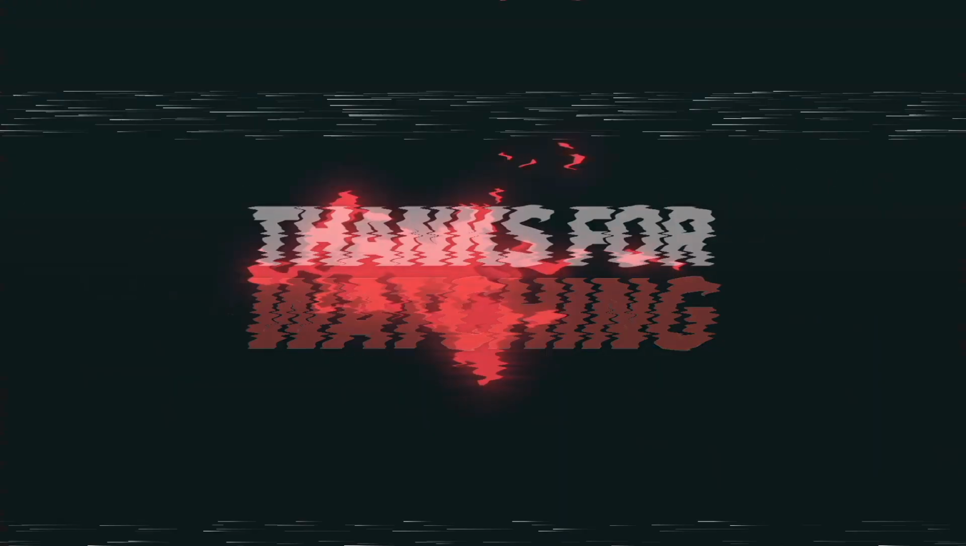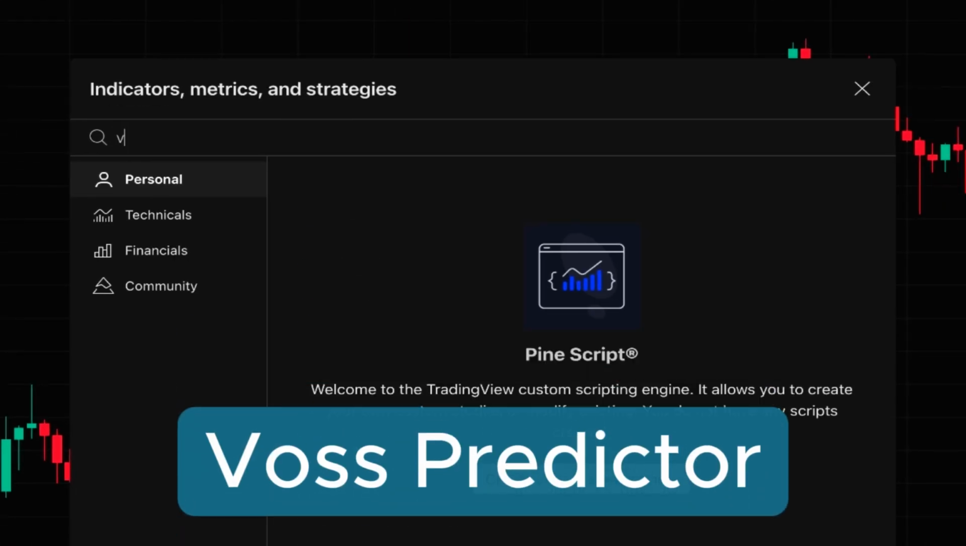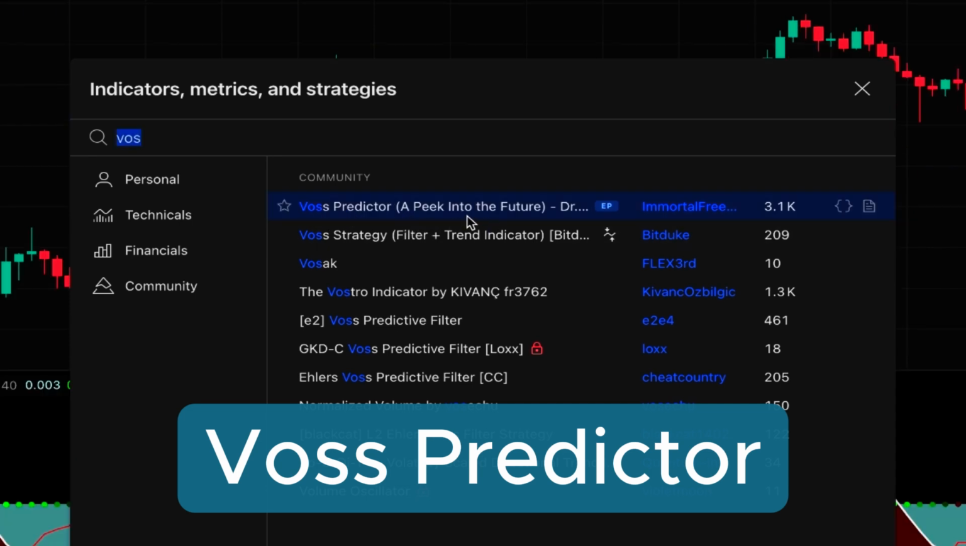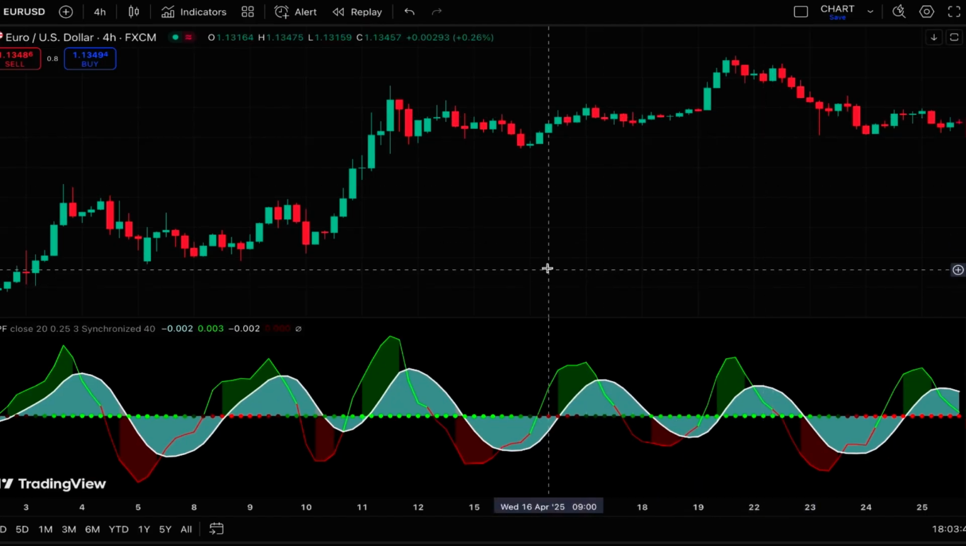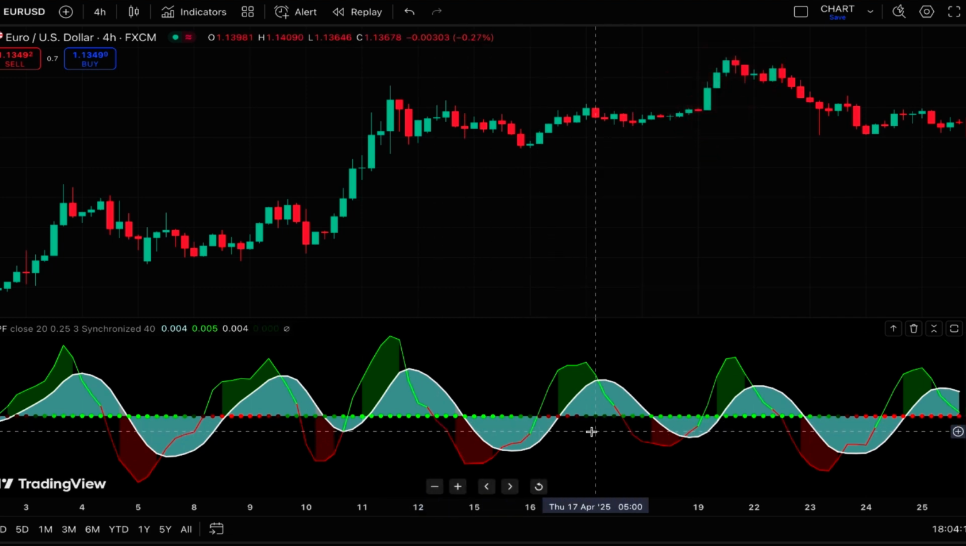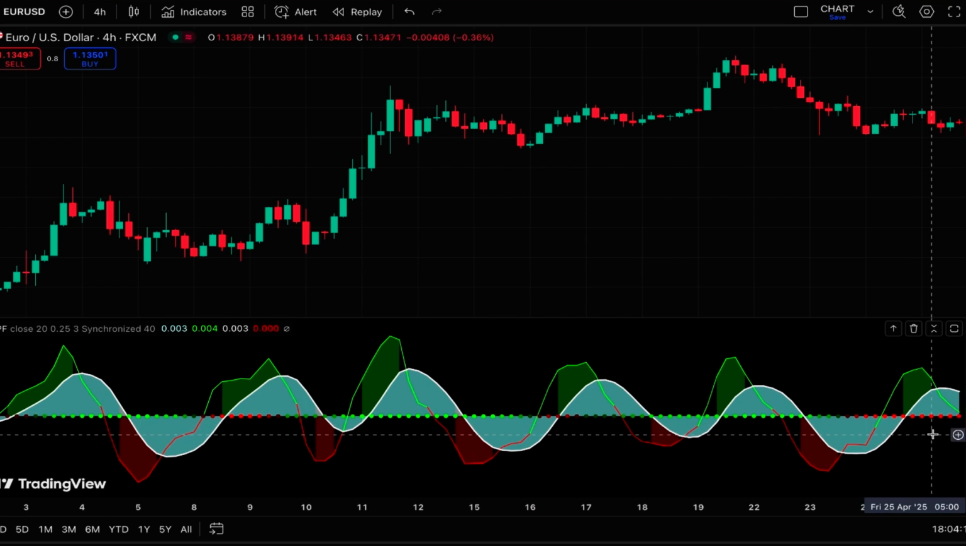until the end. To add this amazing indicator to our chart, here we click on indicators and we search VOS predictor. This one, VOS predictor, a peek into the future, which is an editor's pick indicator written by someone named Immortal Freedom. Alright, this is the indicator, and as you can see, it is added here below the chart. It's actually an oscillator, and you can see that we have lines that are moving above and below the center line, which is set at 0.